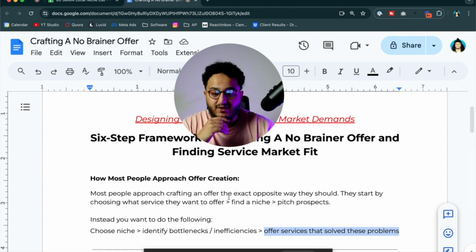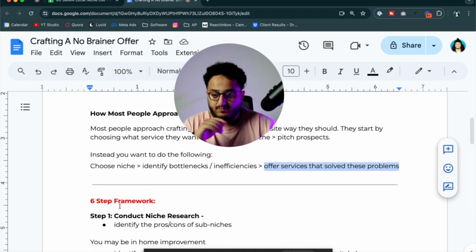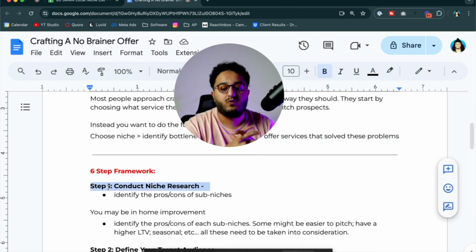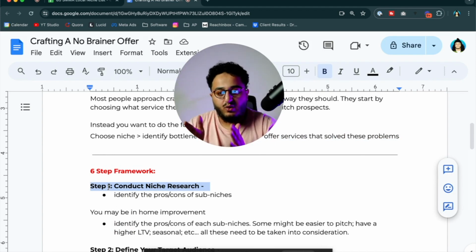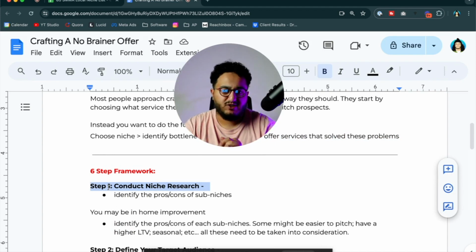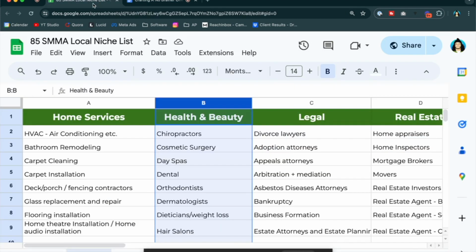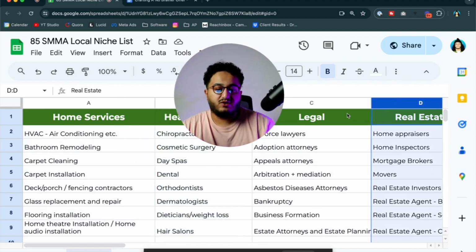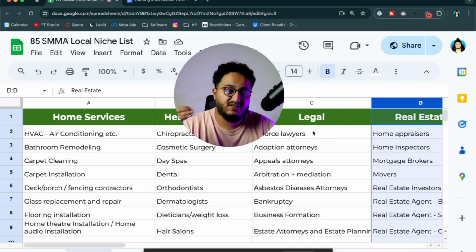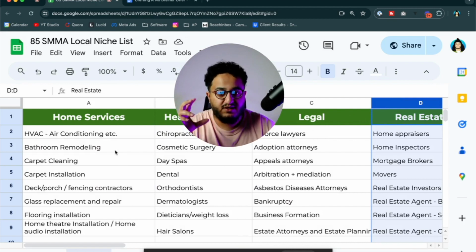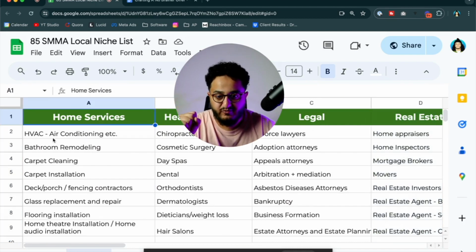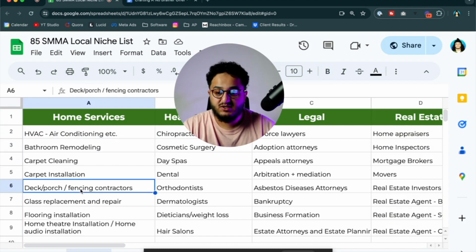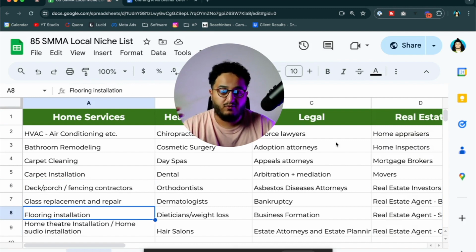But nonetheless, going back to the video, here's a 6-step framework. Number 1 is going to be conduct niche research. And over here, what you want to do is you want to identify the pros and the cons of each sub niche. So what do we mean by sub niche? Well, if let's say you're going into home services or you're going into legal or real estate, you need to understand that there are many different sub niches within these niches. So for example, for home improvement, you have HVAC, you have bathroom remodeling, carpet cleaning, carpet installation, decks, flooring, you got roofing, so on and so forth.